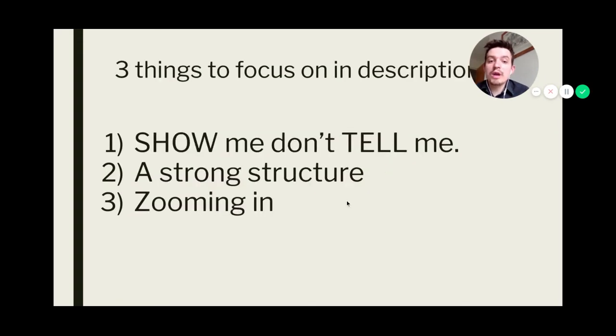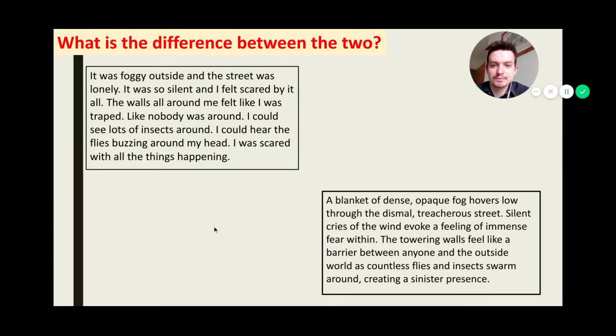So we are going to be focusing today on the ideas of description rather than narrative, because remember, for this question you have a choice of 2. It will probably be either a narrative, write part of a story, or it might be write a description based on a picture. And this video is going to give you 3 tips which are likely to help you with the idea of description as well. Show me, don't tell me, a strong structure, and zooming in on specific details.